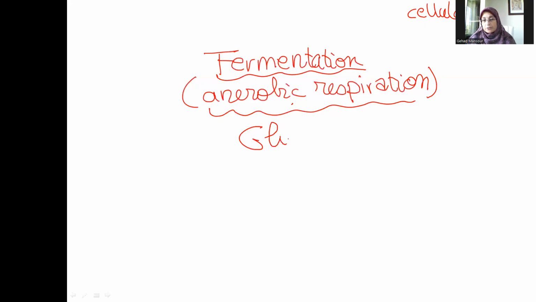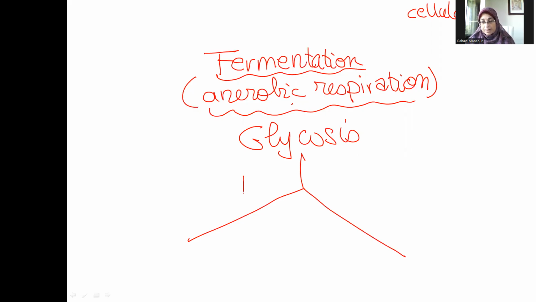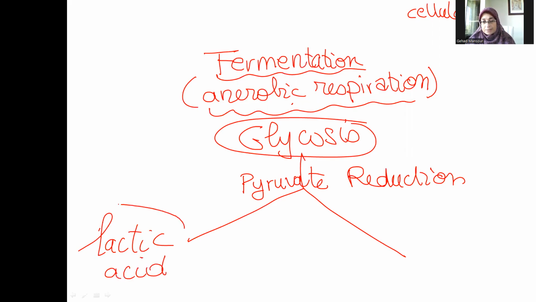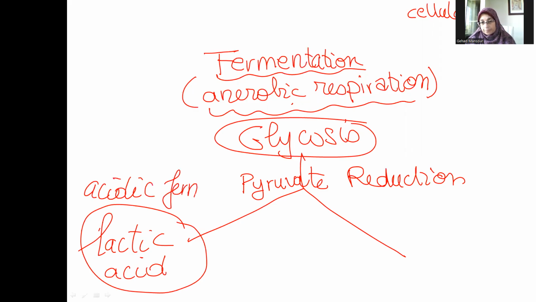What does it consist of? It consists of glycolysis followed by pyruvate reduction. If we reduce pyruvate into lactic acid, then the whole process is called acidic fermentation, and there is no carbon dioxide here. If you reduce pyruvate into ethyl alcohol, here ethyl alcohol is C2, pyruvate is C3, lactic acid is C3.